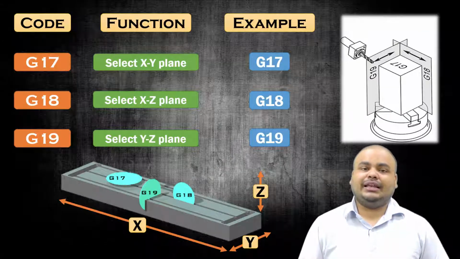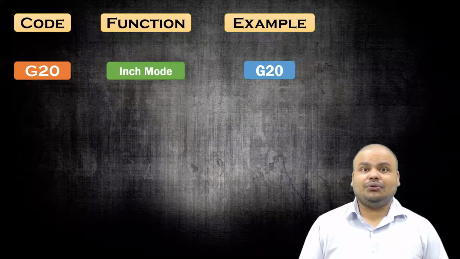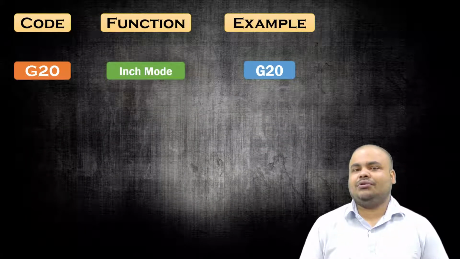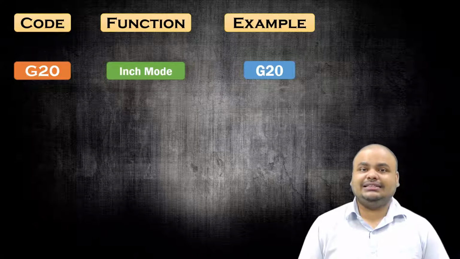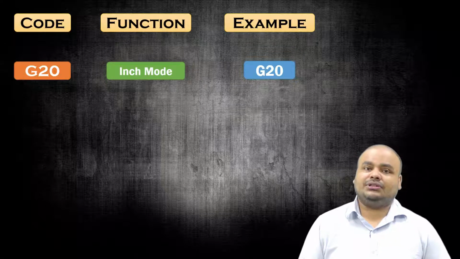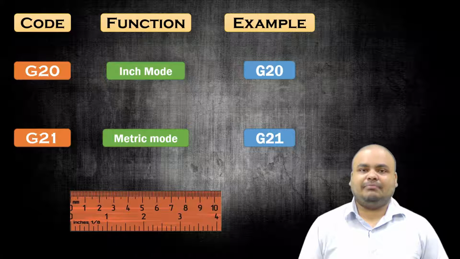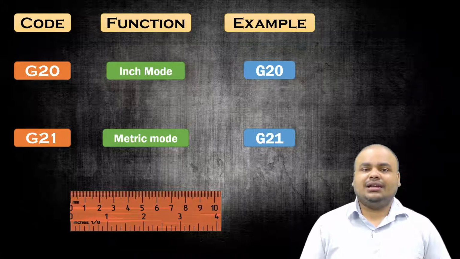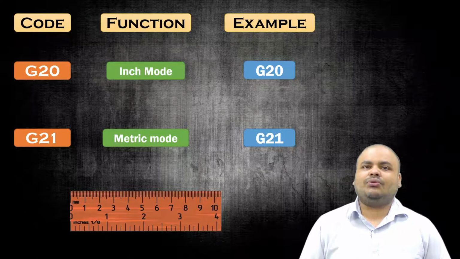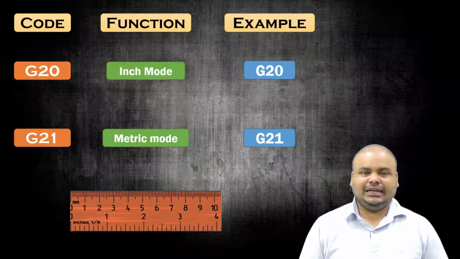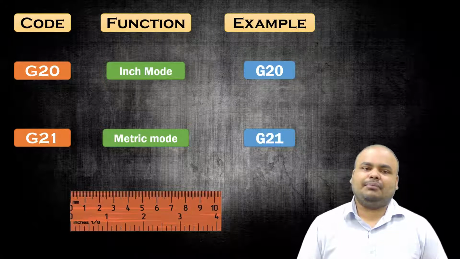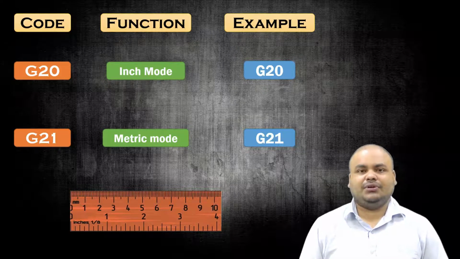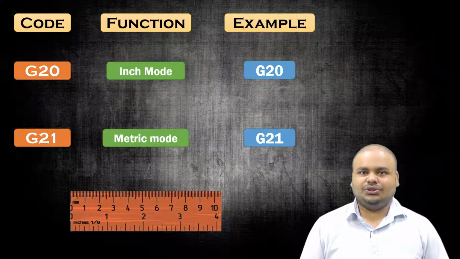Then moving on to the next one, your G20. If you want to give the dimension in inch, then you have to use this code G20. If you are using this, the dimension you put like X20 will be taken as 20 inch instead of 20 mm. But if you are using G21, then it is in metric mode. That means if you are giving X30, it will take 30 mm. So to activate inch mode we go for G20, and to activate millimeter mode, metric mode, we go for G21. Please remember this one, it's one of the most important G codes.